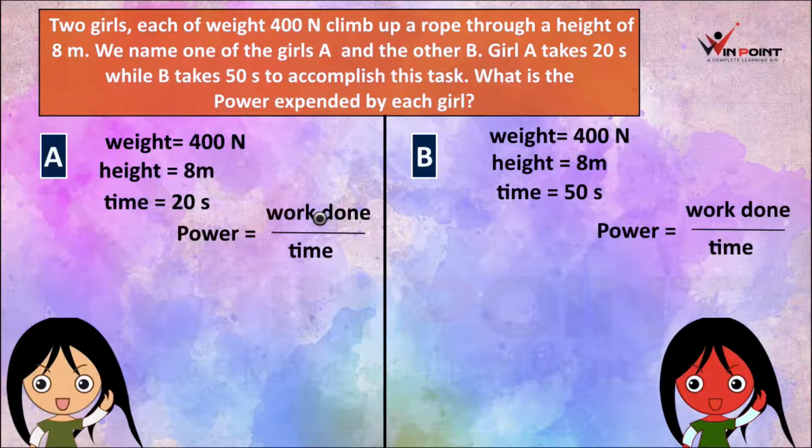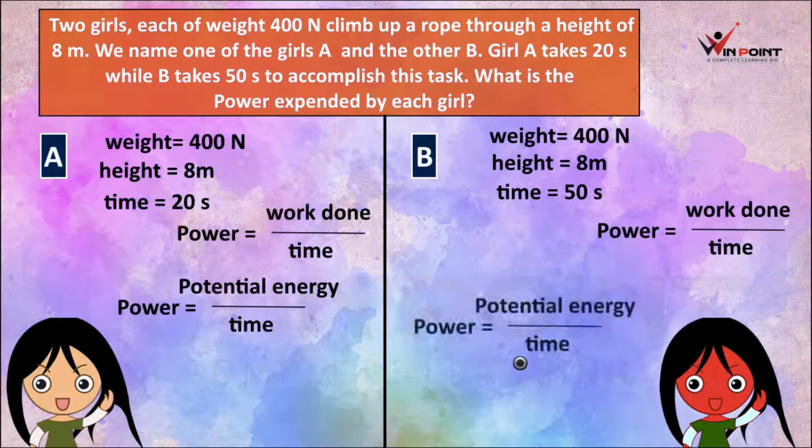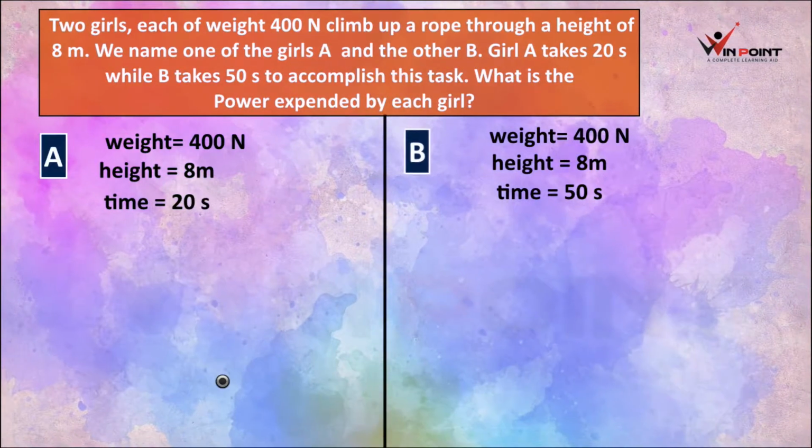Because energy and work done are both the same, we can change the equation now. Power equal to potential energy by time. Here also we can use the same equation. Power equal to potential energy by time. What is the equation for potential energy? mgh.